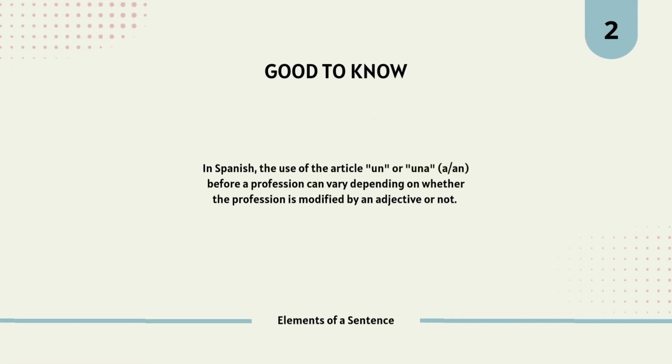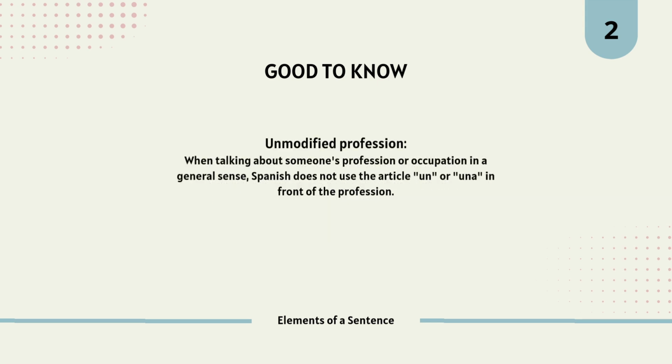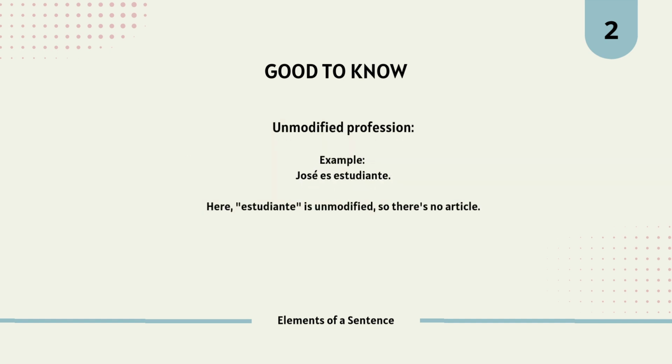A quick note here. In Spanish, the use of the article un or una, a or an, before a profession can vary depending on whether the profession is modified by an adjective or not. Let's see an example for this. When talking about someone's profession or occupation in a general sense, without modifying it with an adjective, Spanish does not use the article un or una in front of the profession. For example, José es estudiante. José is a student. Here, estudiante is unmodified, so there is no article.